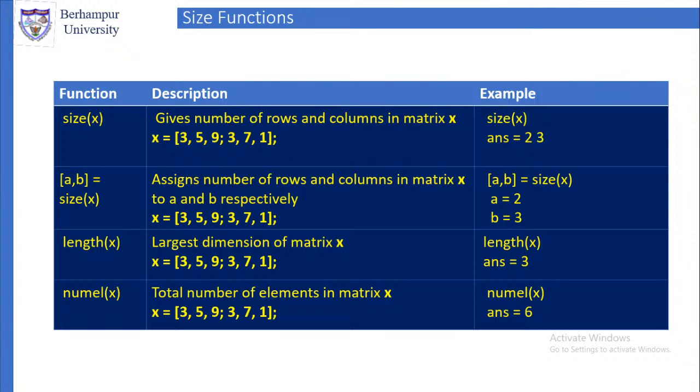So for the same matrix X, if I write [A B] is equal to size X, the result will be A is the row, B is the column. So A will be 2, B will be 3.